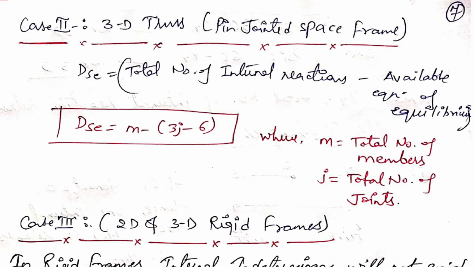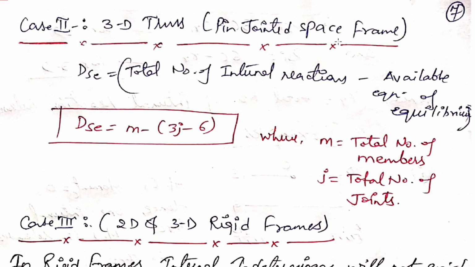Dear students, in our previous video, we already covered internal static indeterminacy of case 1, that is the pin-jointed plane frame or 2D truss. Now in this session, we are going to discuss case 2, that is the 3D truss, the pin-jointed space frame. In a 3D truss, we know each member has one internal force, that is axial force.